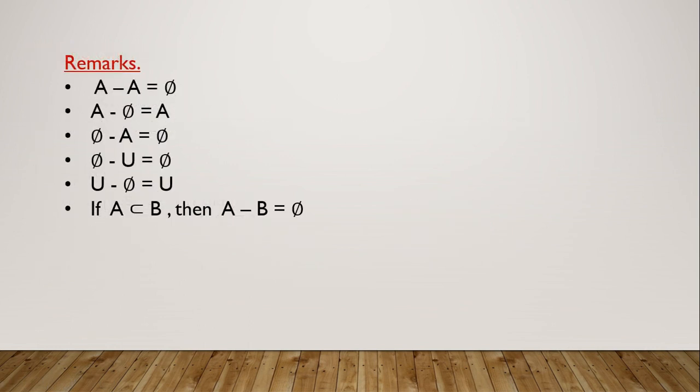The last remarks: A minus A equals phi. A minus phi equals A. Phi minus A equals phi. Phi minus universal equals phi. Universal minus phi equals universal. If A is a subset of B, then A minus B equals phi. A subset of B means all the elements in A exist in B. Then A minus B, there is no element that belongs to A and doesn't belong to B. Then A minus B equals phi.